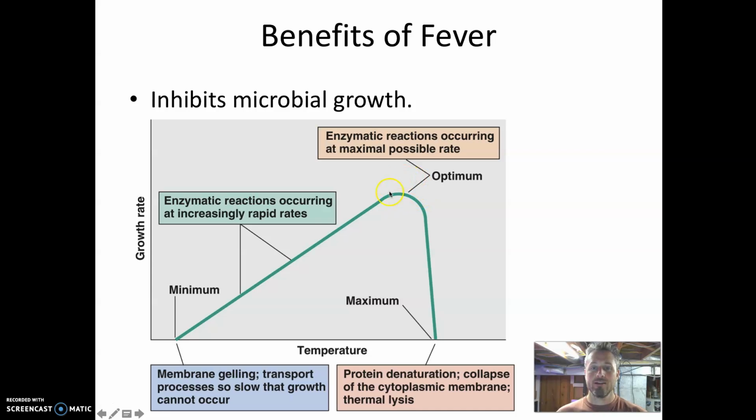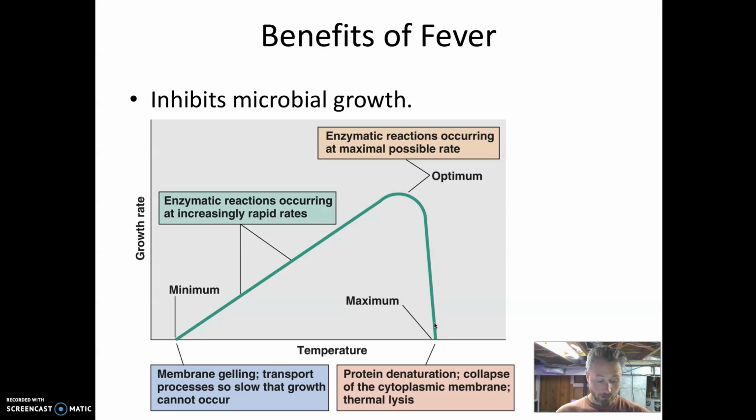By increasing our body temperature just above the optimum growth temperature of a microorganism, we can drastically reduce the growth rate of that microorganism. And if we slow down microbial growth, we can more quickly battle that infection. Our immune cells can more rapidly remove those microbes because there aren't as many of them being produced.